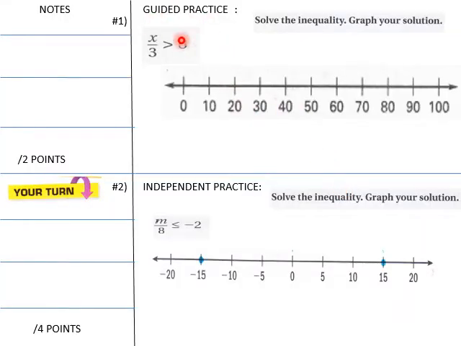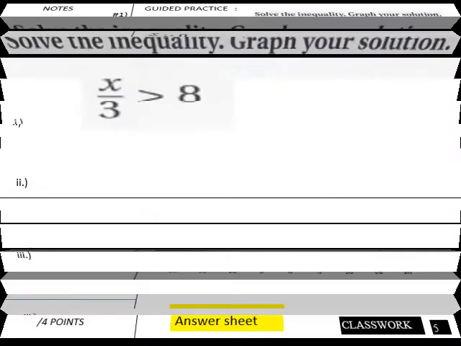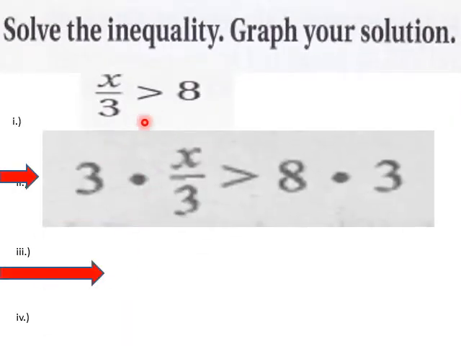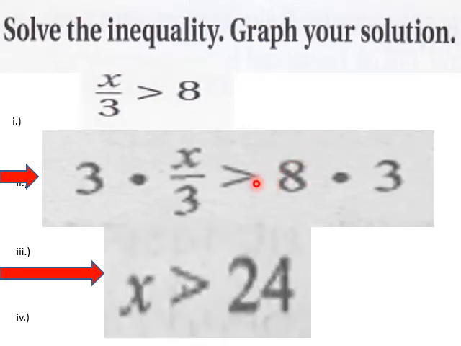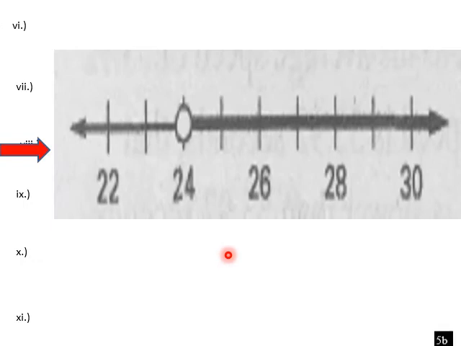Okay, our first guided practice here. X over 3 is greater than 8. Students, this is on you. Solve this one yourself and then graph your solution here. Okay, so to solve this one, we're going to multiply both sides by 3. Our 3's here will cancel. Multiply that by 3. X is greater than 24. So what does the graph look like? Here's your graph for x greater than 24. It's an open circle.